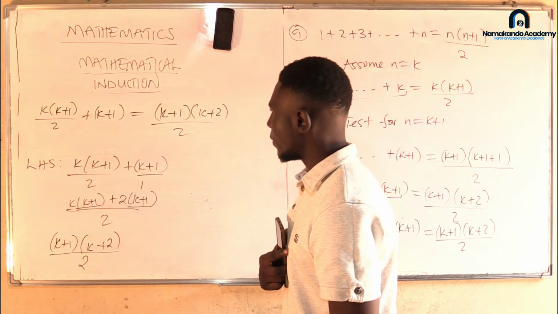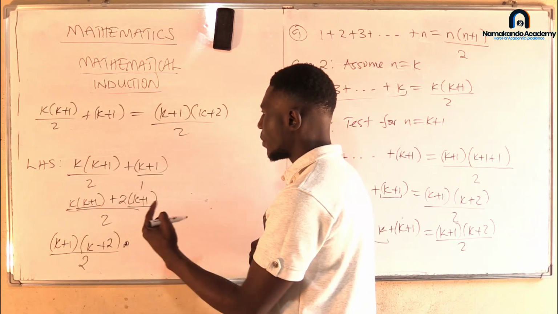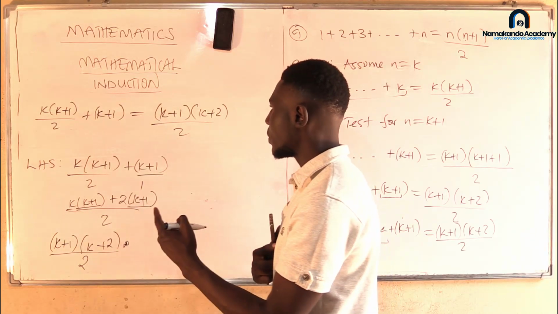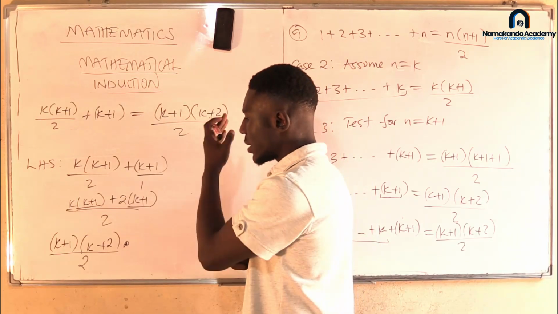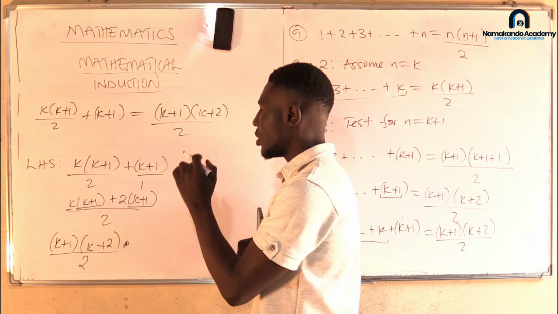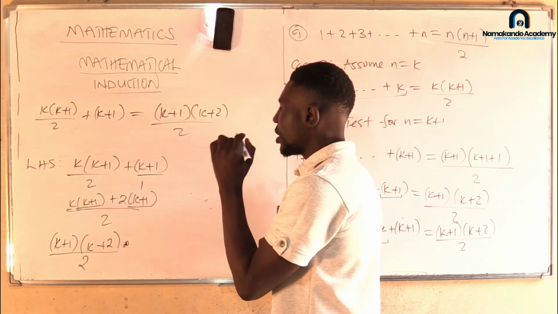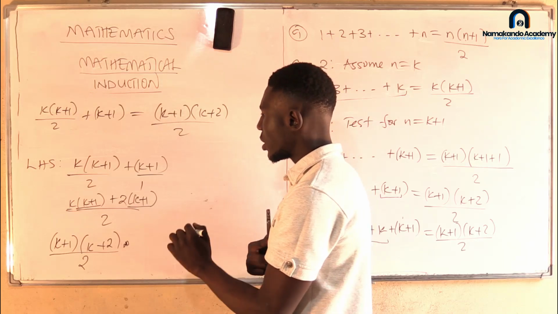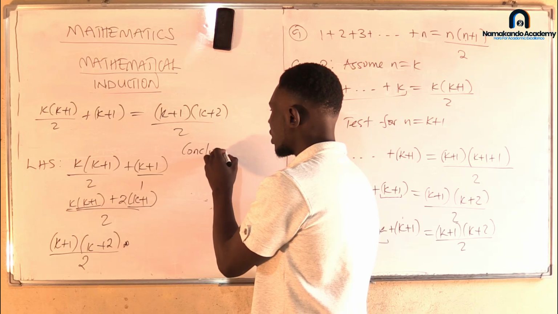Now if you observe, this part which we've obtained on the left hand side after simplifying is the same result we have on the right hand side. Since they are the same, it means this statement is true by mathematical induction. So our third case holds. Since this third case holds, we can now conclude. We can now write our conclusion.